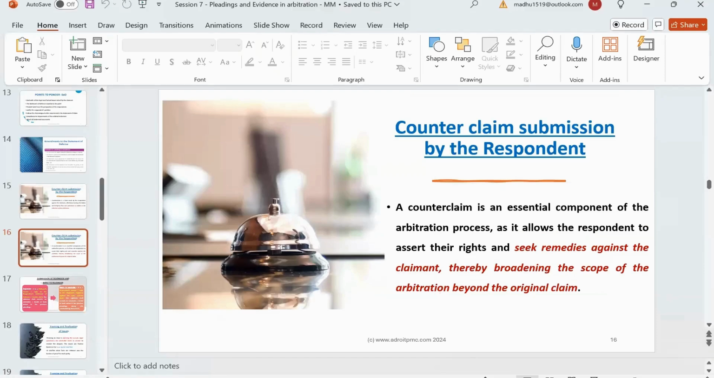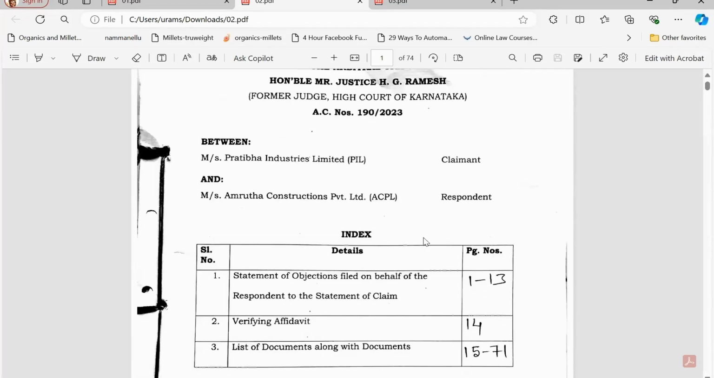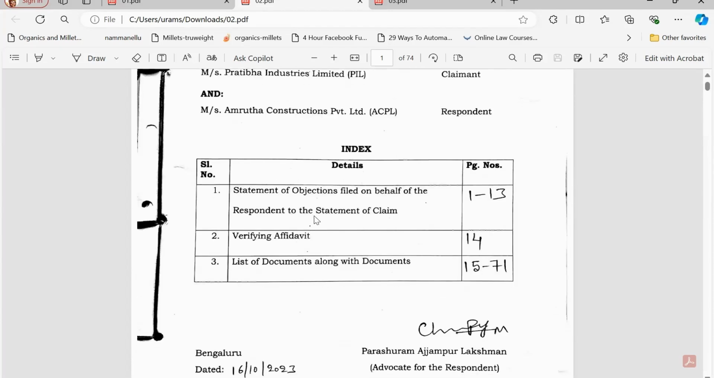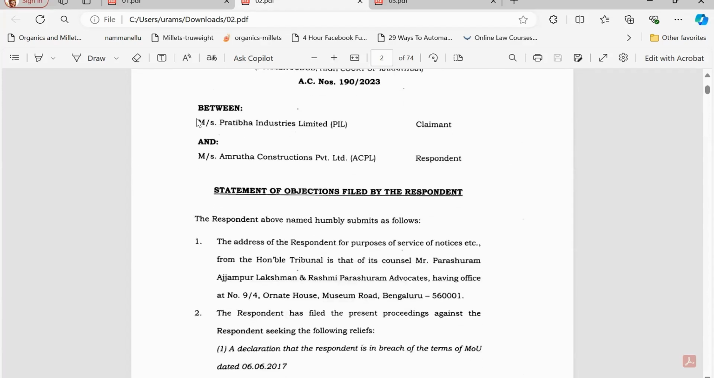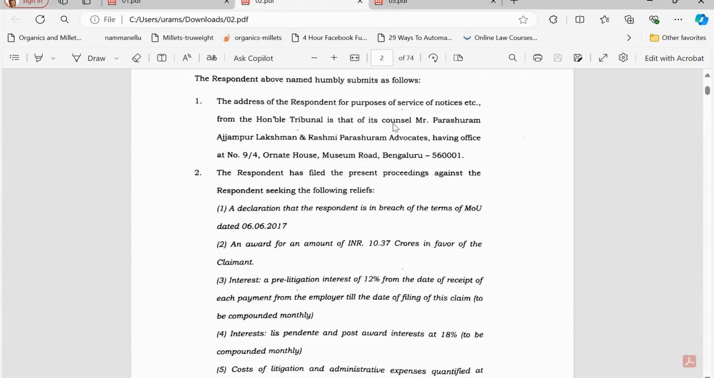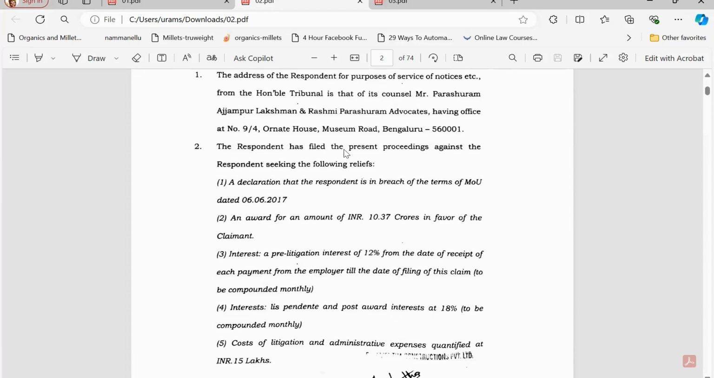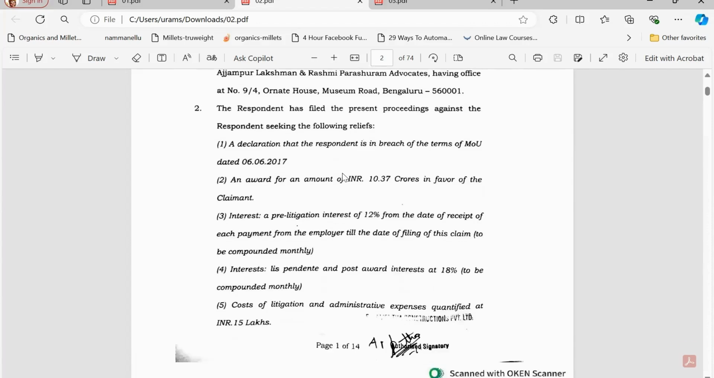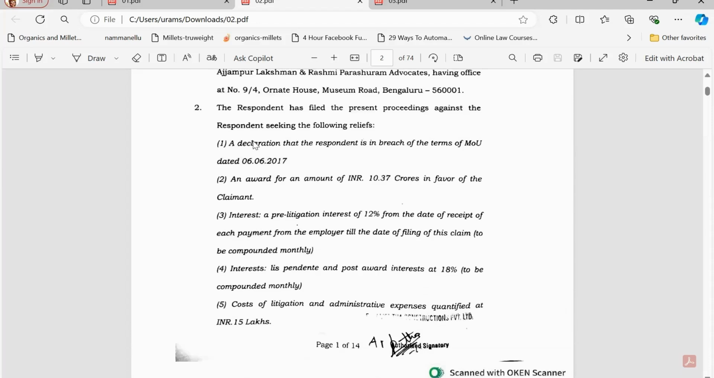So let me display a statement of defense for you to understand more. For the same case, this is the statement of defense submitted by the respondent, which is Amrita Construction Private Limited. First it starts with the party's title and the title of the submission, that is, statement of objection filed by the respondent. The respondent detail is mentioned here, and the counsel detail is also mentioned here. And the respondent has mentioned that his statement of defense is filed against the relief that has been sought by the claimant in their submission.